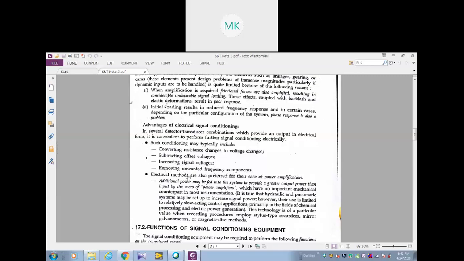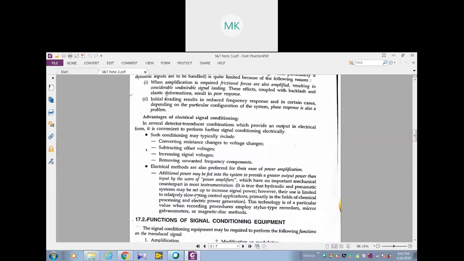Next, electrical methods are also preferred for their ease of power amplification. Here we can do power amplification, we can increase the signal level, we can increase the voltage as well as the current of the signal. So that is power amplification. Now these are the advantages of electrical signal conditioning.